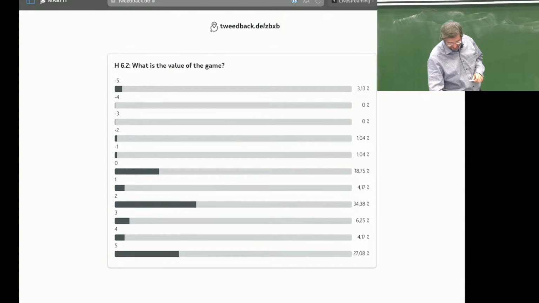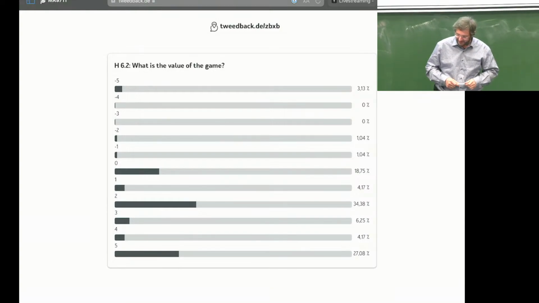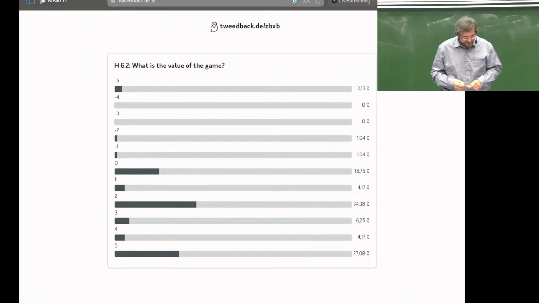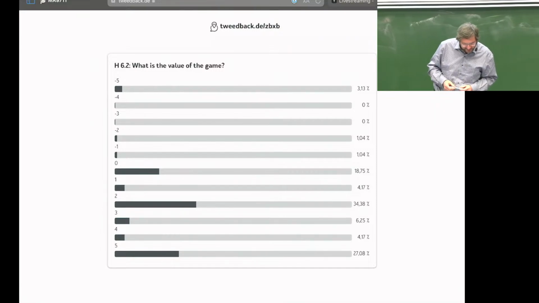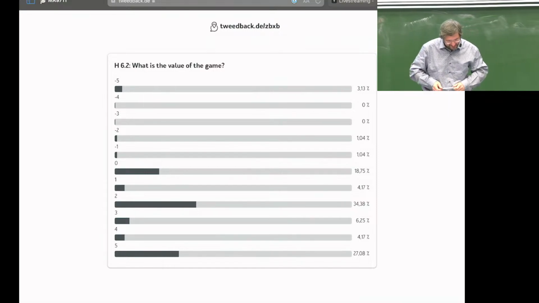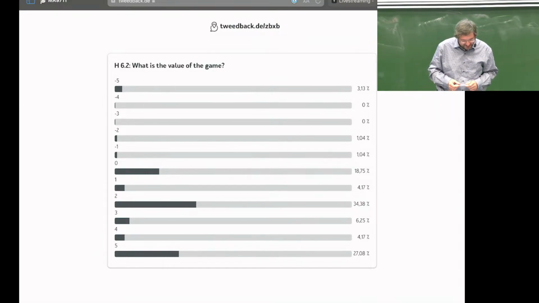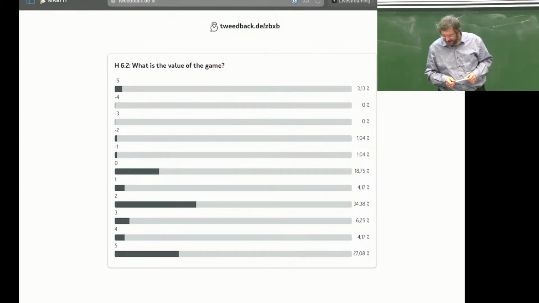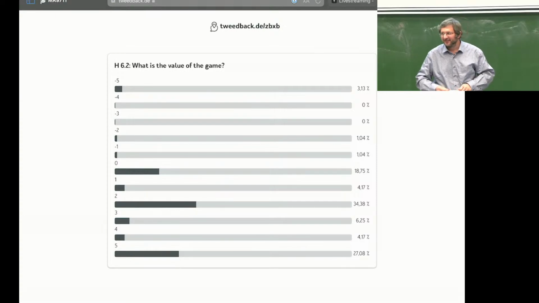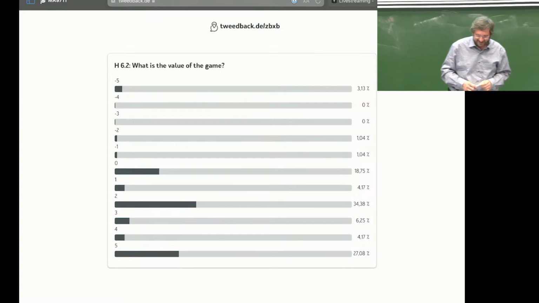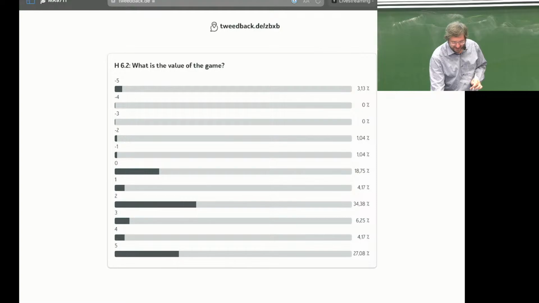So what's the value of the game? Most of you found a value of 2, obviously, right? 5 is a close second, and there's 0, and the others are pretty far away from that. Okay, so the right answer, if I have not been mistaken, would be 5. But we can verify that together.